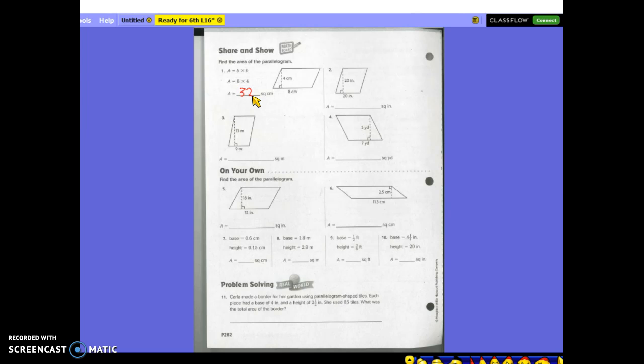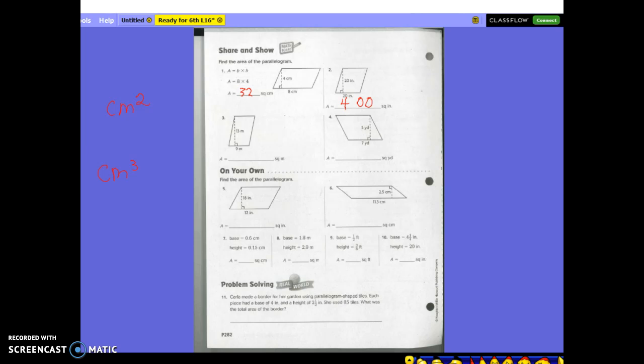How else could we write that? We could do centimeters squared, just like we did centimeters cubed when we did volume. Number 2, 20 times 20. How many zeros is this going to have? 2. And then 2 times 2 is 4.